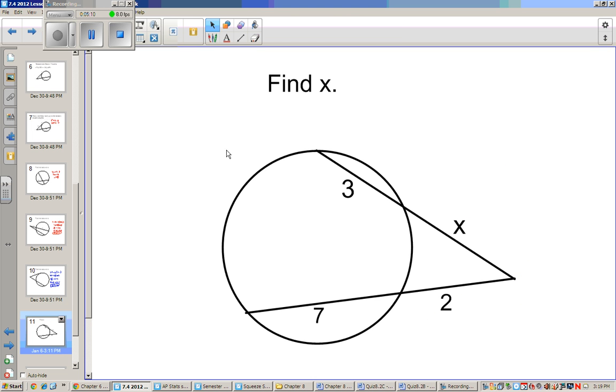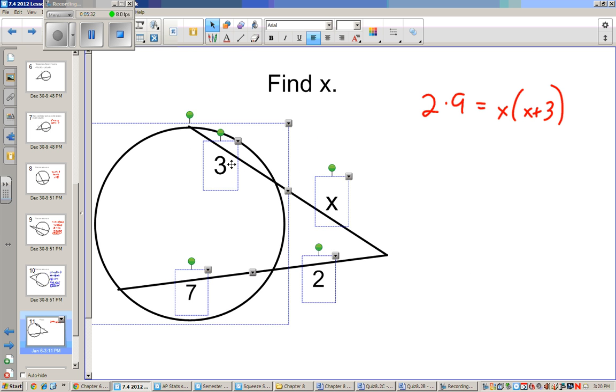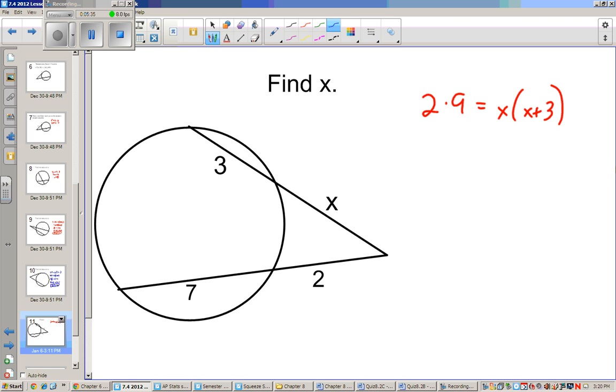All right, now we have one more problem that gets a little tricky. Now, if we did this one, we would say 2 times the whole distance, which would be 9, is equal to x times the whole distance, which is x plus 3. Now, you'll see why this is a little bit different in a second. When we multiply this, we'll get 18. This x we just can't divide, so we need to distribute over the parentheses. So this will be x squared plus 3x.